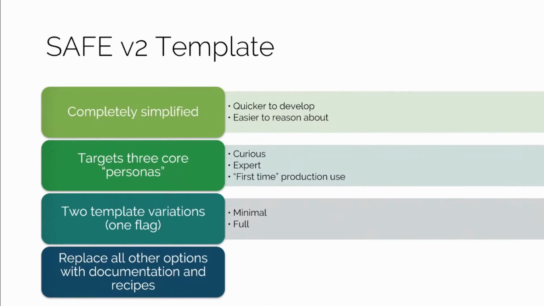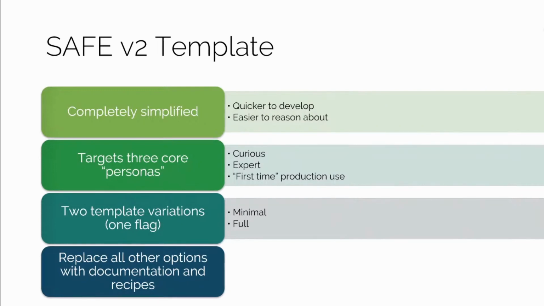So given those personas, what we've done is basically said the template is going to have 2 variations. One is what we call the minimal option and one is the full option. There will be nothing more. There will be no opportunities to switch between Saturn, Giraffe and Suave anymore.